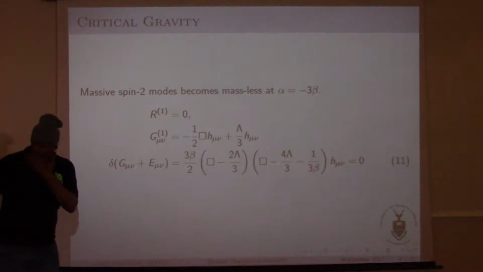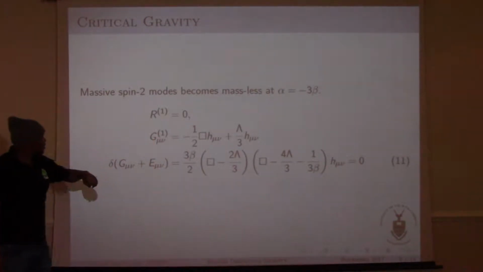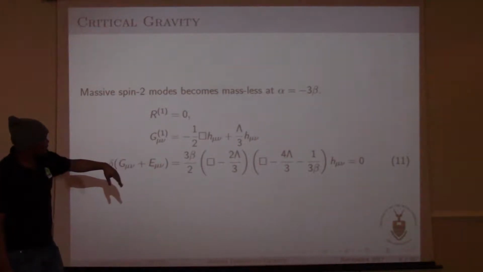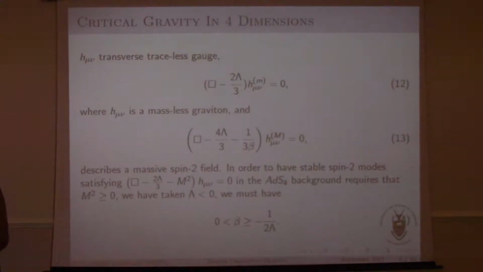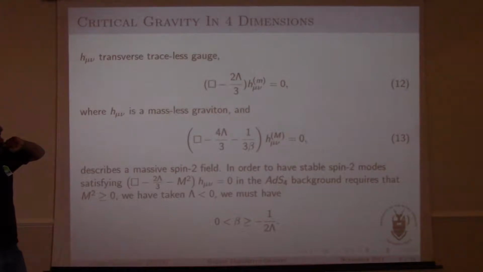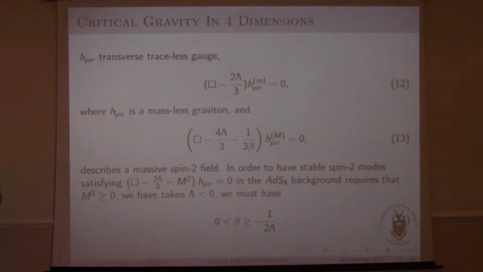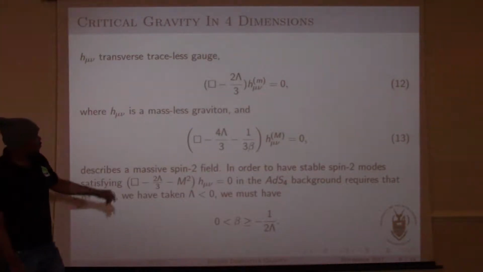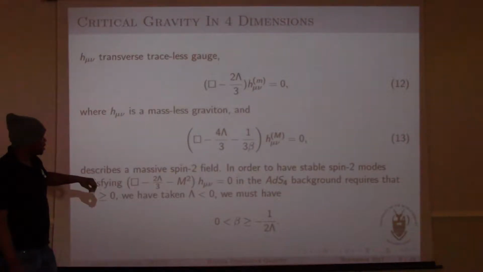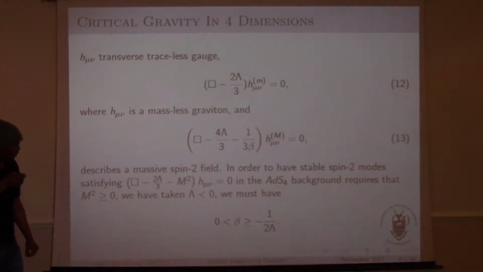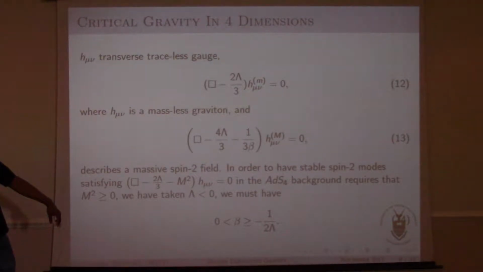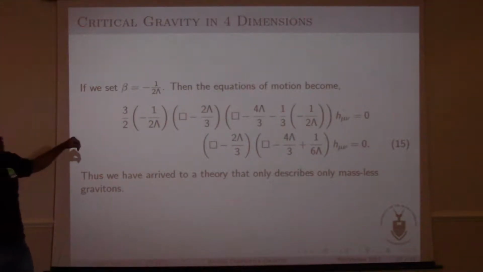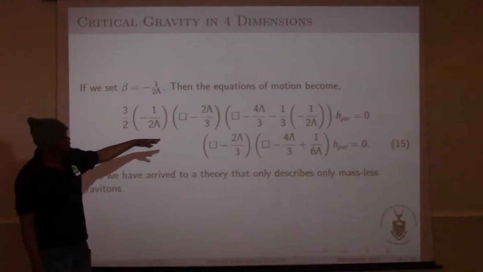So for case one, where you take alpha equal to minus 3 beta, your equations of motion become like this, and if you substitute alpha in terms of beta, this is what you get. So here your h will describe a massless graviton. For critical gravity, that's when your massive scalar modes become massless. From here you can see that since the mass of the black hole is supposed to be positive, you can determine the allowed values of beta. And if you take beta to a minimum, which is that, this is now a theory of massless gravitons.